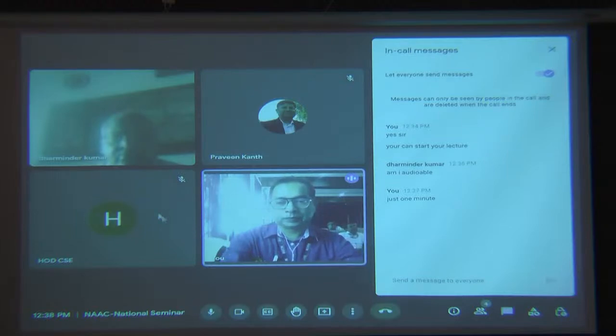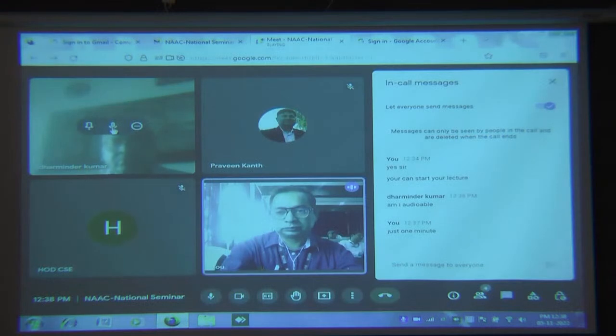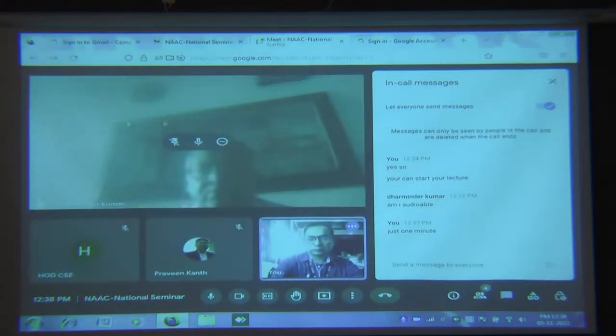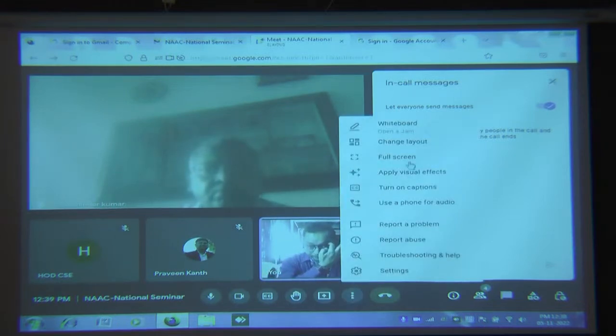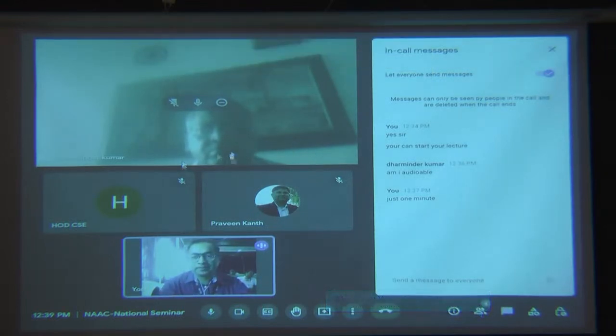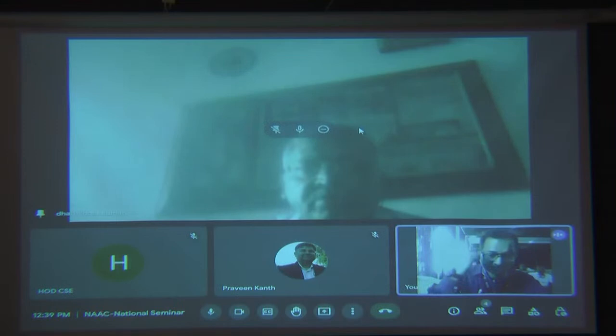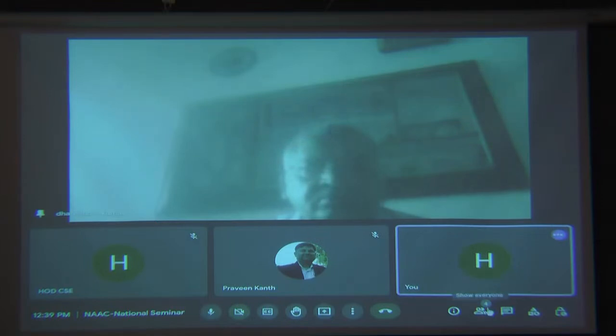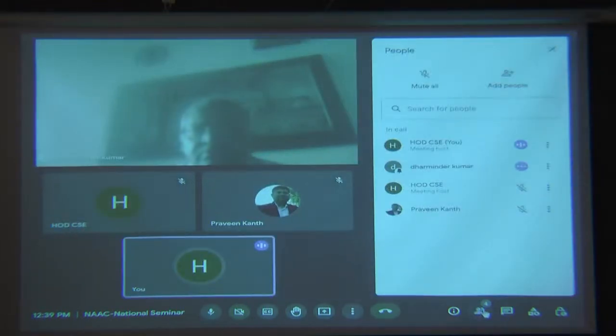Sir is an expert member of many national level committees like NBA, NAAC, NIRF and various universities, UGC, AICTE, and also a BOG member of various universities as well as the Haryana State Technical Education Society. Sir has also been nominated as Margdarshak by AICTE to help technical institutions with their NBA accreditation. Sir's areas of interest include data mining, computer networks and communication networks. Now I would like to invite Dr. Dharmender to deliver his keynote address. Sir, please.